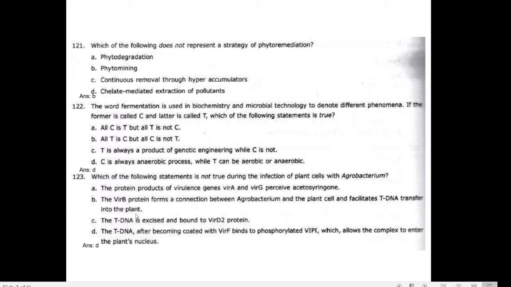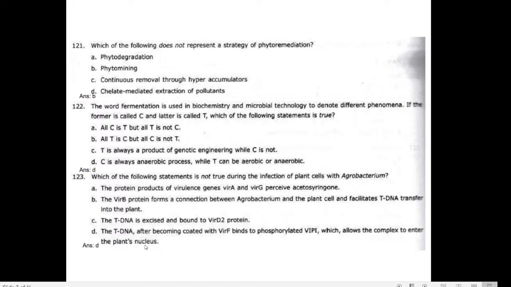T-DNA contains the virulence gene, that is the vector. This VirB concept is helpful for the production of recombinant plants. The T-DNA is modified, we can modify this T-DNA. These are all the correct answers; the one which is not true is the fourth statement, which is not about Agrobacterium.